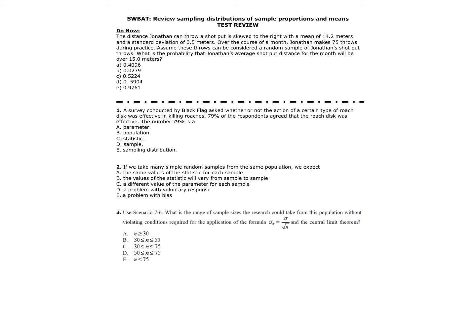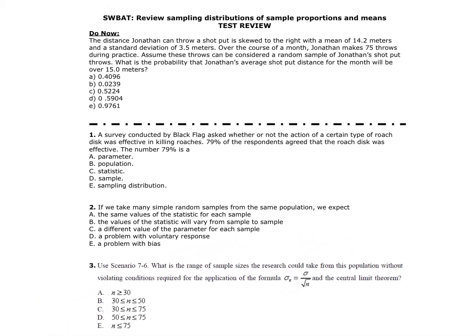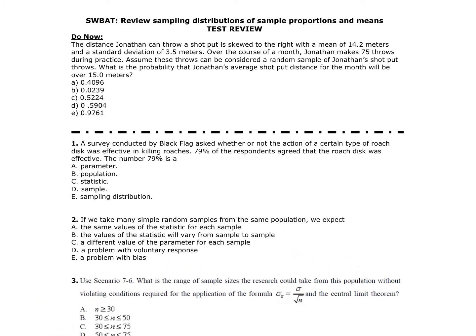So let's look at this first one, especially in that do now. It says the distance that Jonathan can throw a shot put is skewed to the right with a mean of 14.2 meters and a standard deviation of 3.5 meters. Over the course of a month, Jonathan makes 75 throws during practice. Assume these throws can be considered a random sample of Jonathan's shot put throws. What is the probability that Jonathan's average shot put distance for the month will be over 15 meters?